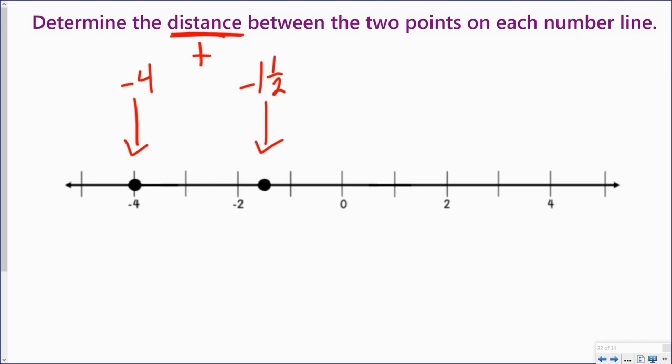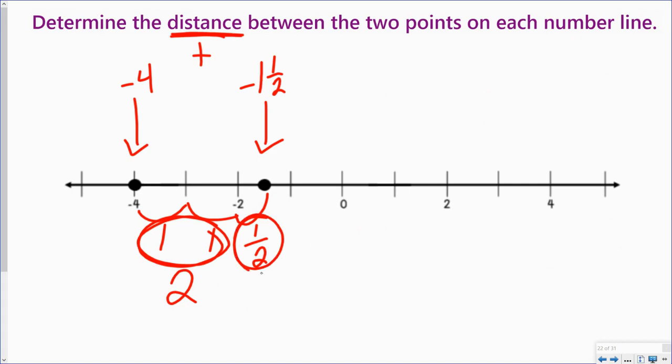So again, to get from -1 and 1/2 to -2, that's a half. And then from here to here is 1. From here to here is 1. And so if you notice together, that is worth 2. And then I have my 1/2. So my distance is 2 and 1/2 units apart.